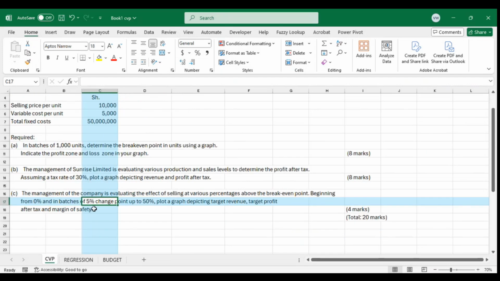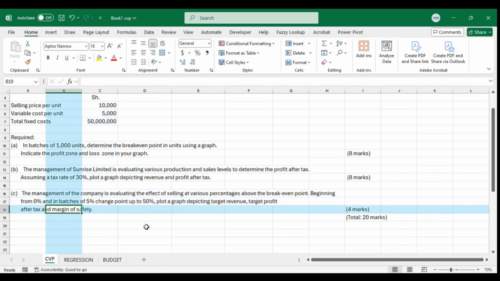And the last part, we are told the management of the company is evaluating the effect of selling at various percentages above the break-even point. Determine the results above the break-even point, beginning from 0% and in batches of 5% change point up to 50%. Plot a graph depicting target revenue, target profit after tax, and the margin of safety.